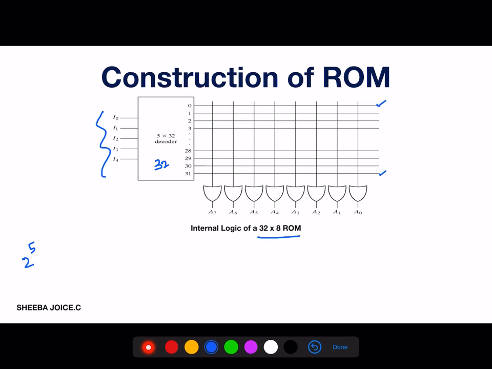To obtain these 32 address lines, I am using a 5 cross 32 decoder. Now the outputs have to be obtained. That is 8 outputs, A0 to A7. These are the 8 outputs of your ROM. So we have 32 address lines and 8 data lines. The OR gates A0 to A7 will give us the outputs.